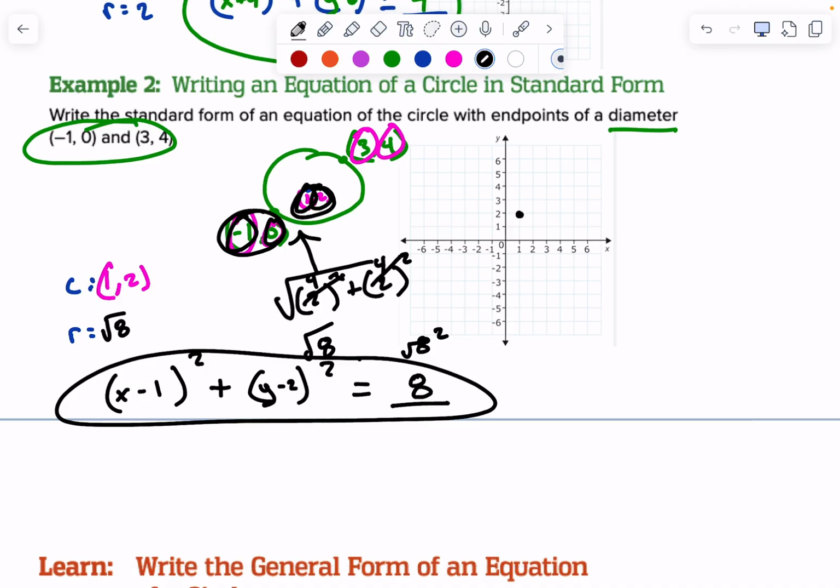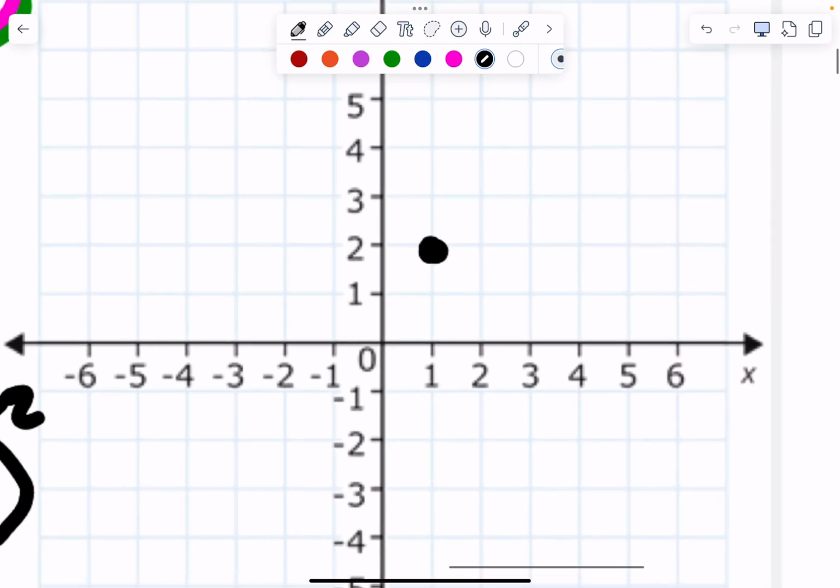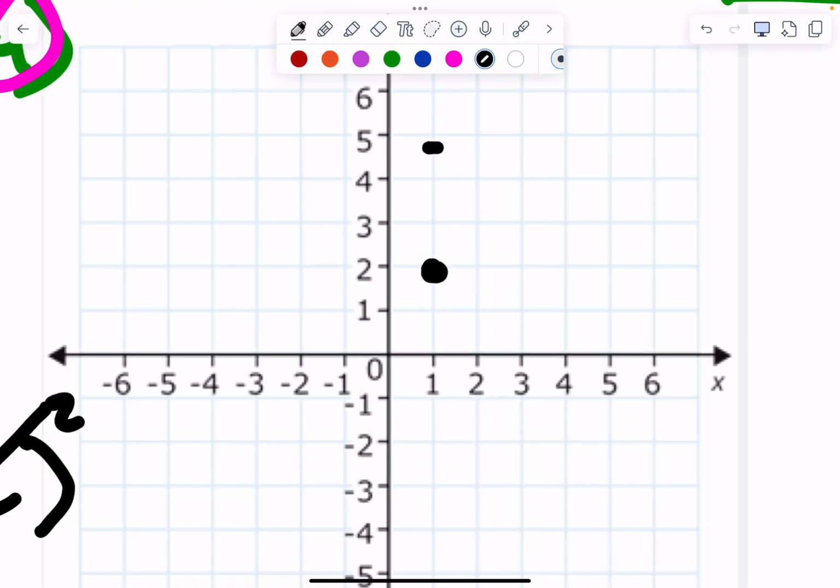(1, 2) is my center. Now we do need to know how far that is. So the square root of 8 is like 2.4, I think. Check that. In order to graph it. Yeah, 2.8. Okay, so almost 3. So 2.8 that way, 2.8 that way, 2.8 that way, 2.8 that way, and there we go. There's my circle.